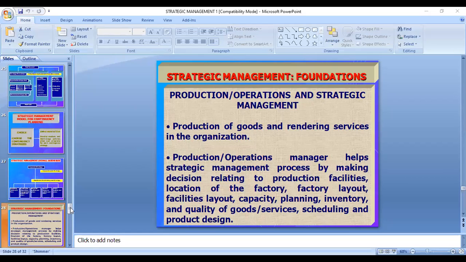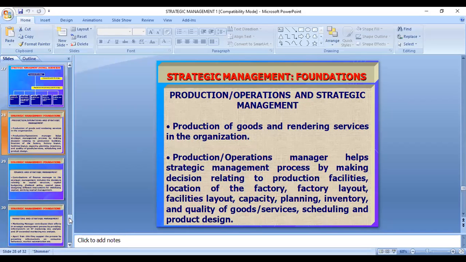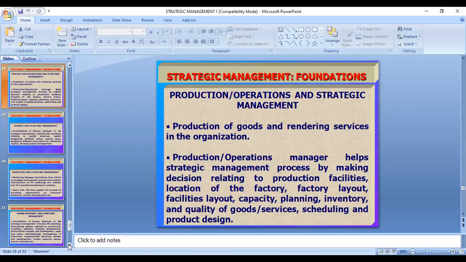See, you have already studied the subject of operation and supply chain management. And you know what is meant by factory, what the various factors are which affect the functioning of organizations, and how the layout of the factory should be. For smooth functioning, there is capacity planning, inventory, quality of goods and services, scheduling, and product design.